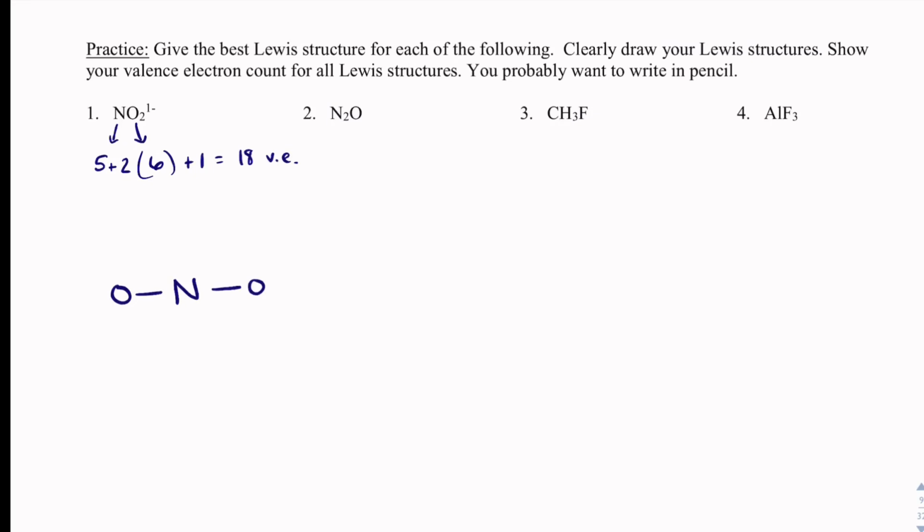A bond has 2 electrons, and so maybe it's helpful to draw little dots at the end there for you to see the 2 electrons that are making up that bond. Okay, we've counted our valence electrons, we've put nitrogen in the middle, and we've bonded our terminal atoms, or our oxygens, to our nitrogen. Now we're going to give everything 8 valence electrons.